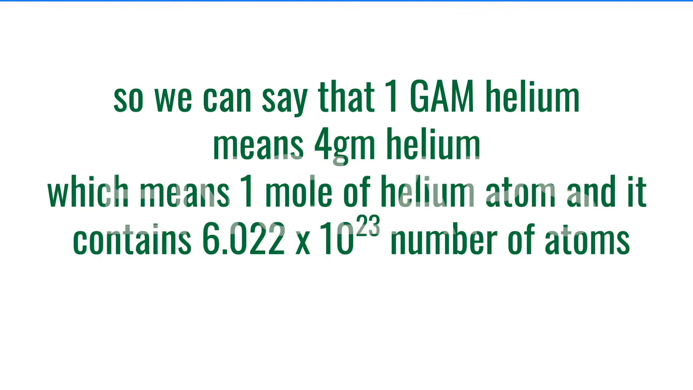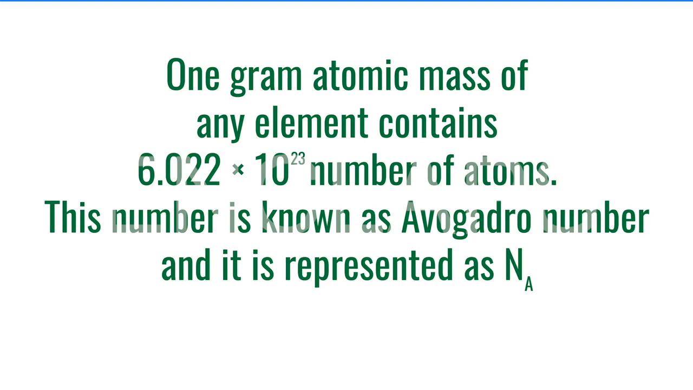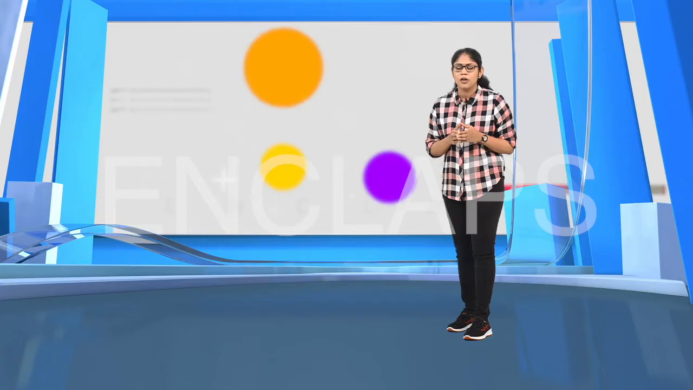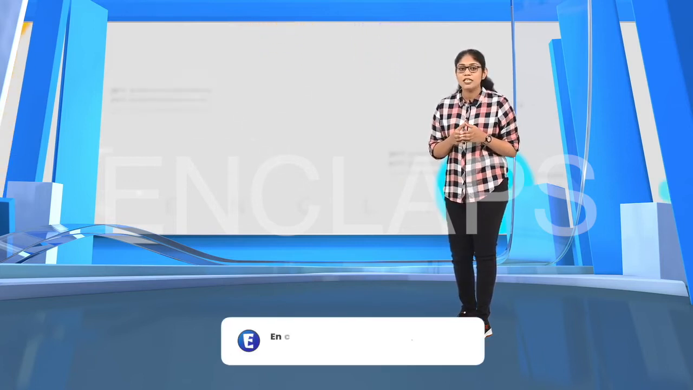So, we can say that 1 gram atomic mass helium means 4 gram helium, which means 1 mole of helium atom, and it contains 6.022 into 10 raised to 23 number of atoms. That is, 1 gram atomic mass of any element contains 6.022 into 10 raised to 23 number of atoms. This number is known as Avogadro number and it is represented as Na. Okay. So, now you learn a new measurement which is mole.